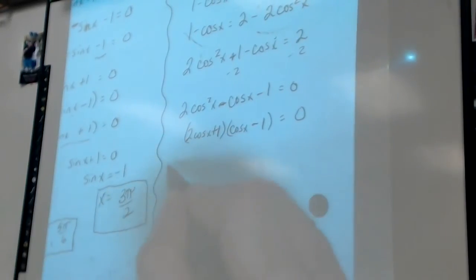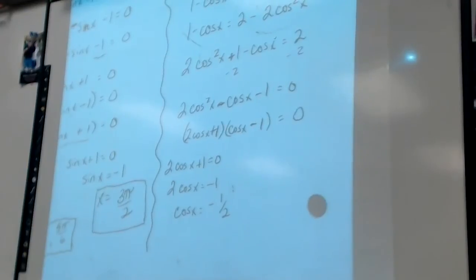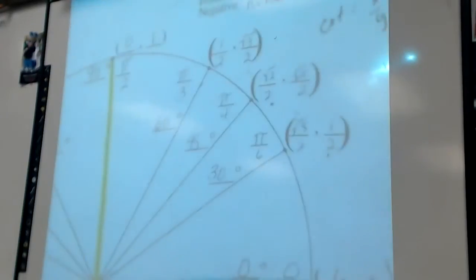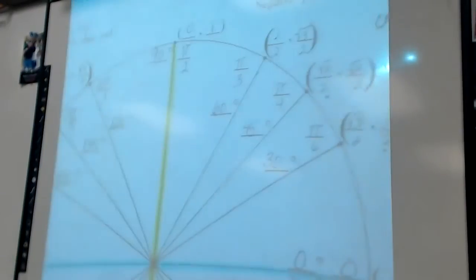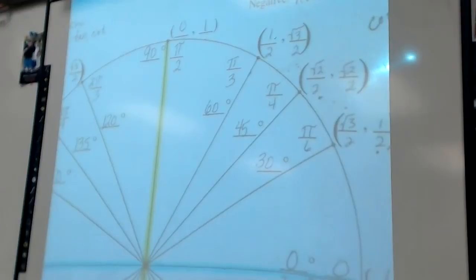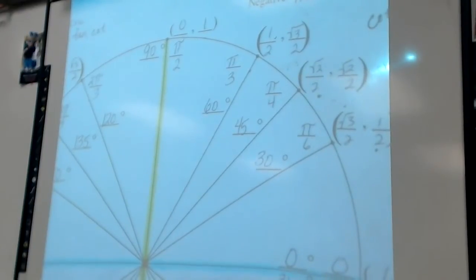Now we're ready to set each one equal to 0. 2 cosine x plus 1 equals 0. So 2 cosine x equals -1. So what is cosine x? -1 half. You got to divide by 2. So cosine is where again on your unit circle? X. So you're looking for -1 half. So that's 2 pi over 3, and 7 pi over 6.